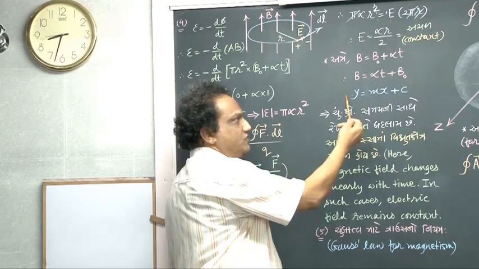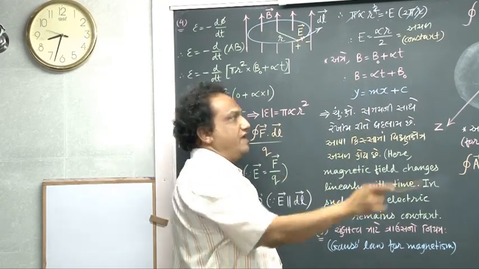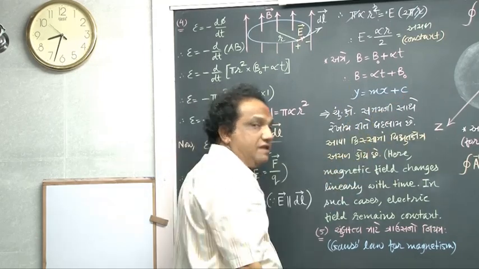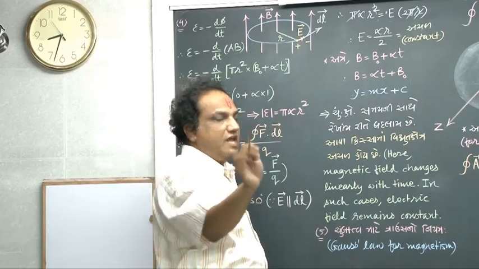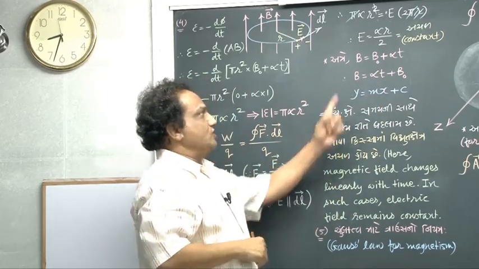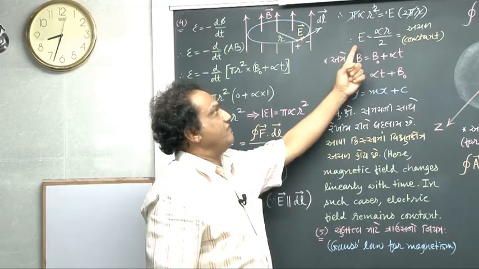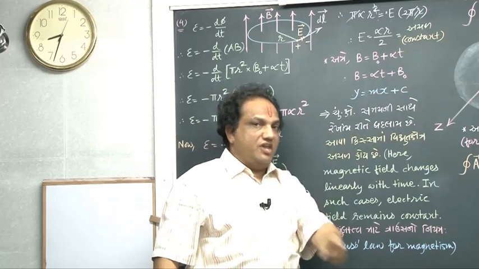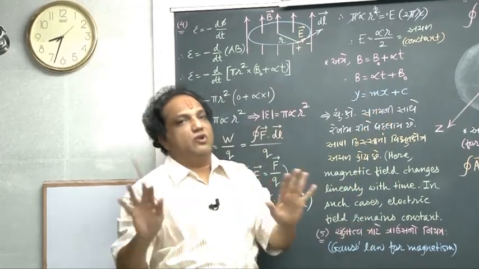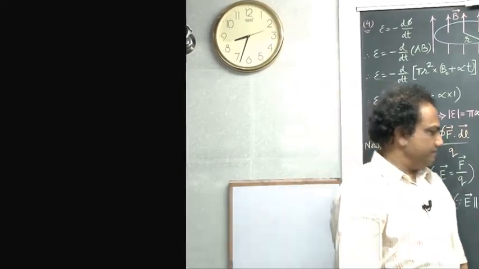Don't you know this is the equation of a straight line having slope m and intercept on the y-axis equal to c. So this is very much like the equation of a straight line. That's why we say the relationship of B and t is linear. Because the magnetic field is changing linearly with time, only then does this electric field come out to be constant. If the magnetic field is not changing linearly with time, then the electric field will not be constant. Okay? Read next.